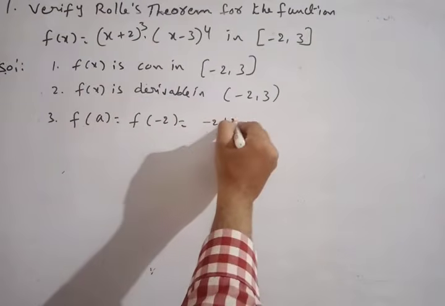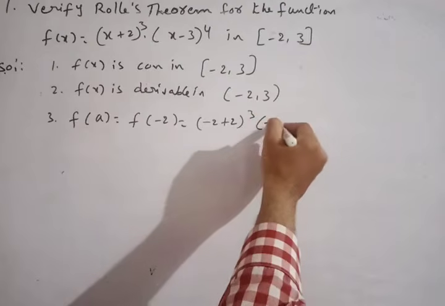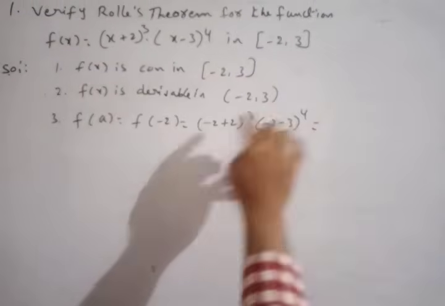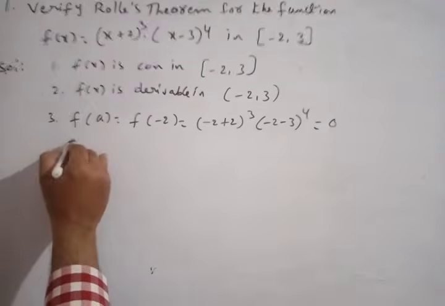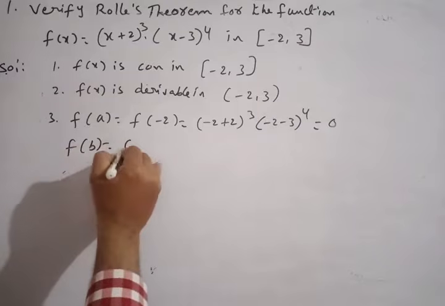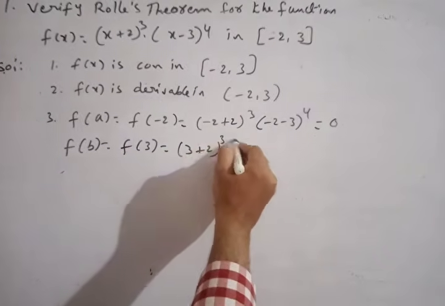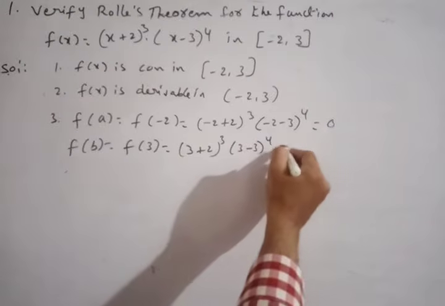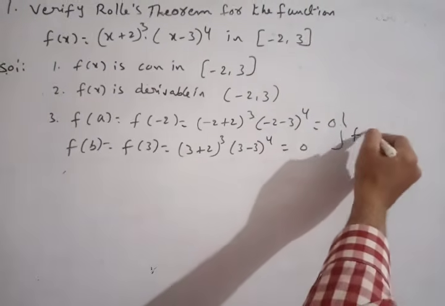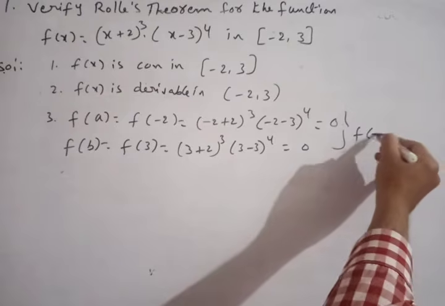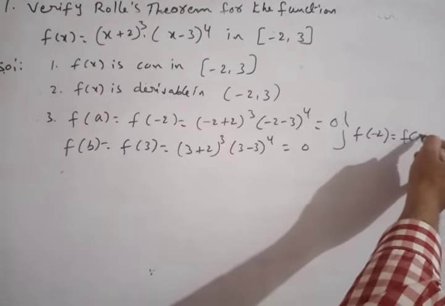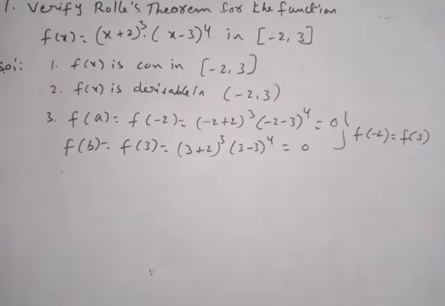If I write minus 2 here, minus 2 plus 2, minus 2 minus 3 whole power 4. Minus 2 plus 2 is 0. Then f of b. What is f of b? B value is 3. 3 plus 2 whole cube, 3 minus 3 whole power 4. 3 minus 3 is 0. So f of minus 2 is equal to f of 3. Correct? So all conditions of Rolle's theorem are verified.